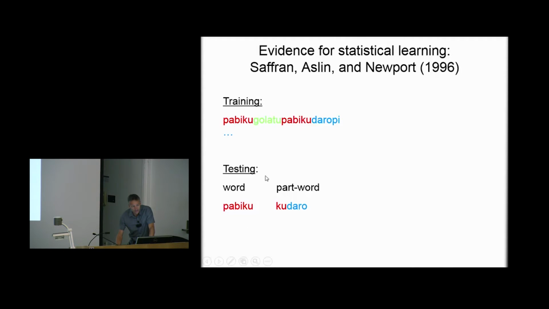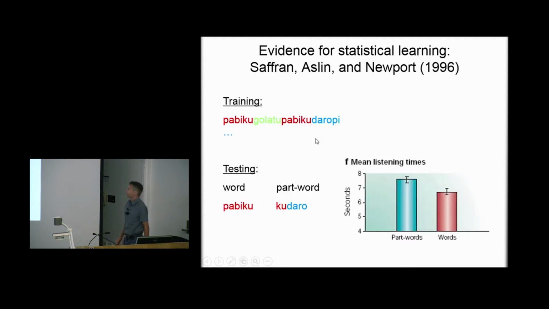Then these kids were tested later on either whole words in this language, like pabiku, you can see that over here, and part words, like kudaru. Now, these part words can actually be found as part of the sequence they were exposed to, like here's kudaro, but they were a part of two different words. So kudaro did occur, but it didn't occur very often.